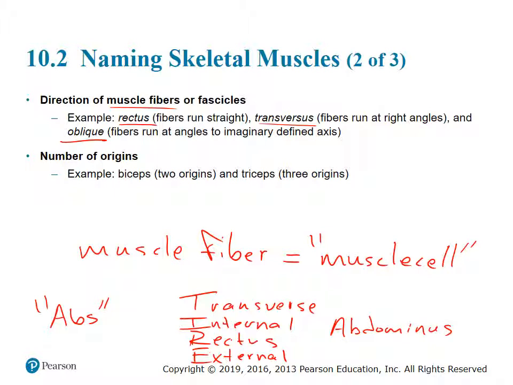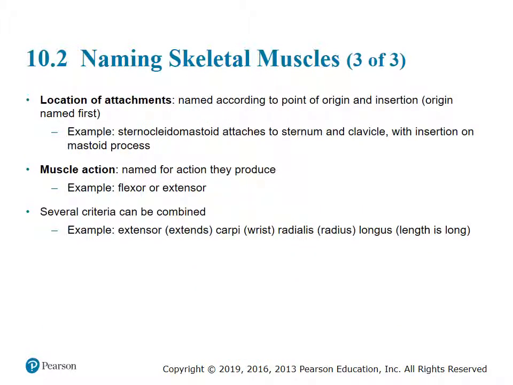And finally, the number of origins. So we look at muscle in the fact that it has certain numbers of origins. Most of them have 1, but some of them have more than 1 origin group, right? And so the bicep, the reason why we call it bicep is because it does have 2 origins. So bi means 2, right? 2 origins. And tricep means 3, right? 3 origins. Okay? So number of origins is also a criteria for naming muscle, right?